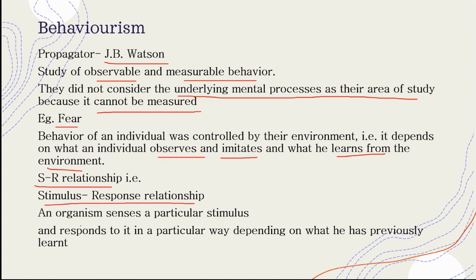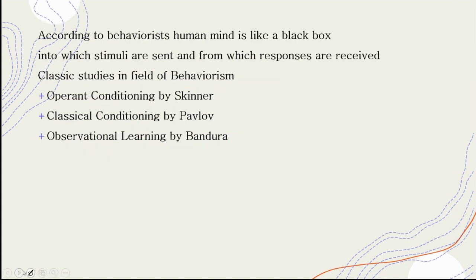So they said that an organism is like a black box, right? Anything, the stimulus, goes in, a response comes out, okay? Because of the previously learned content of the humans. So they said that an organism senses a particular stimulus and responds to it in a particular way depending on what he previously learned. This is what I was talking about, the black box into which the stimulus is sent and from which the responses are received.